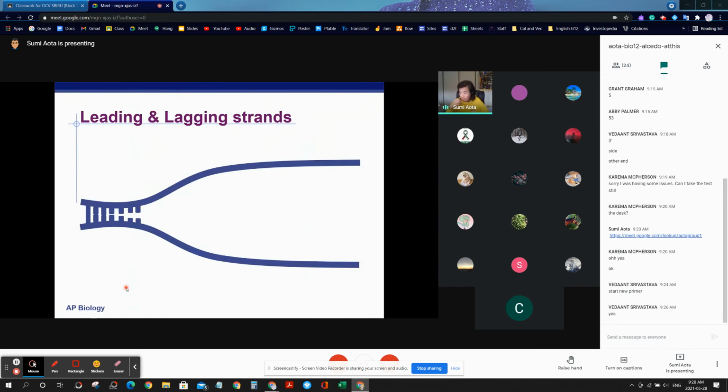Okay, so we're going to talk about something called leading and lagging strands. Okay, so here's half of a replication bubble, right? This is a replication fork. This section is yet to unwind, and I've got one strand up here and one strand down here. I am not showing you SSBPs.